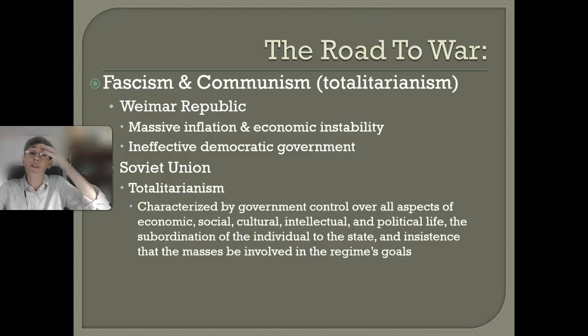They were desperate. In the Soviet Union, you have communism, but you also have totalitarianism, right? This is characterized by government control over all aspects of life: economic, social, cultural, intellectual, political, all aspects. The government controls everything. The individual doesn't matter. The individual is subordinated to the state, okay? And the masses have to be involved in the regime's goals, and those goals are set by a dictator. In the case of the Soviet Union, it was Joseph Stalin.